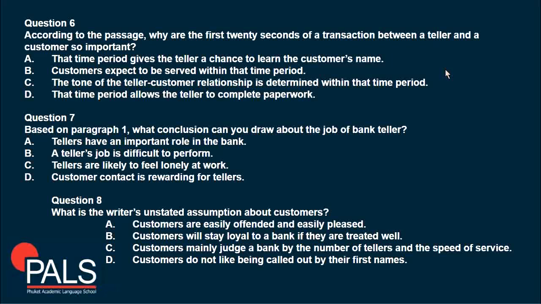And question number 8. What is the writer's unstated assumption about customers? Meaning, what is something that is not written in the passage that the writer might think of customers? Okay, so when you read a passage, try to get the gist, or try to check what the author is really writing for or writing about.